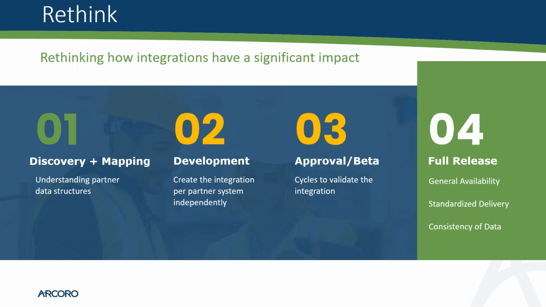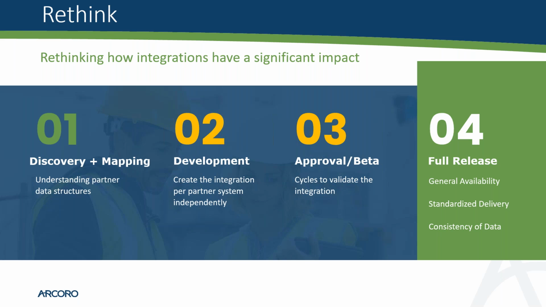So thinking about integrations, how do they work? There's basically a 4-step process. The first step is discovery. Next, you hand off your discovery to the development team, get into an approval or beta environment where we're testing everything. And once everybody says, yeah, this looks really good, we then can release the integration for general consumption. So going back to that first piece of discovery and mapping, that is where the rubber meets the road really here.